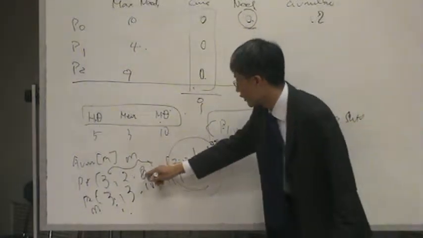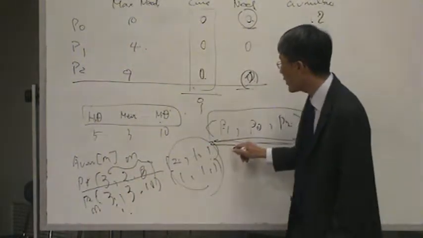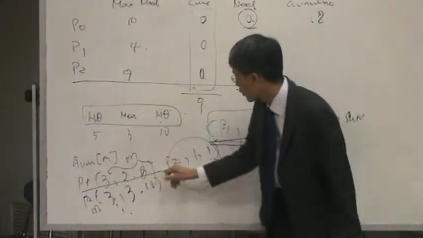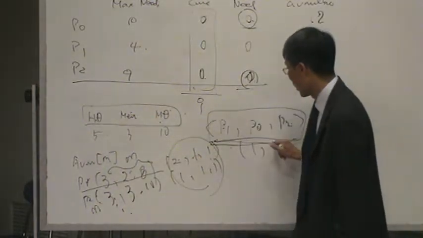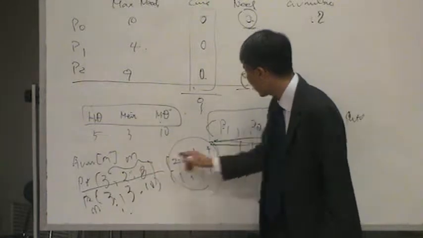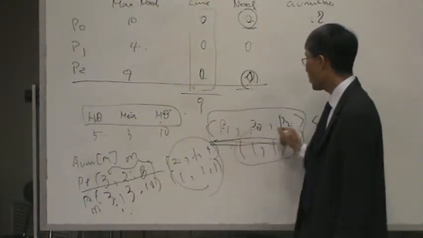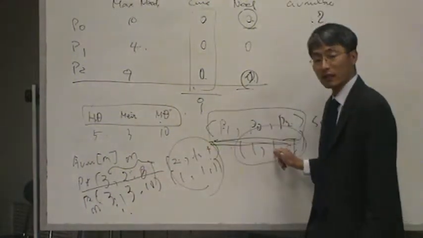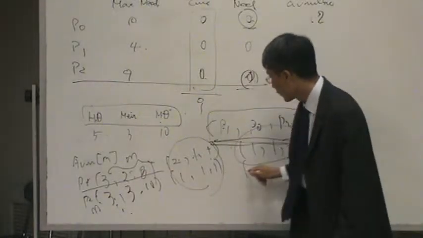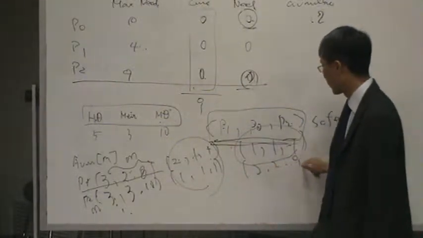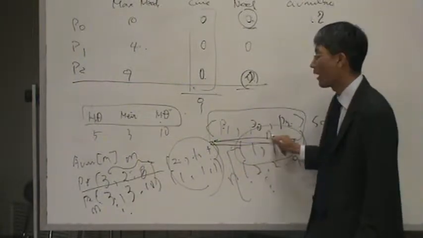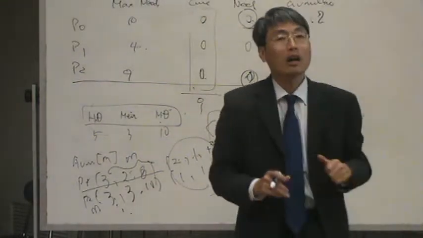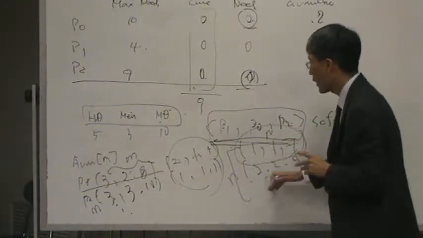The last one is need. To complete this process P1, how many more hard disk drive? One more. And how many more memory? One more. And how many more magnetic drive? 7 more. So P1 needs this. And also P2, 2 to 9 more. So you can manage this one using an n by m matrix. However, you can actually calculate the need.